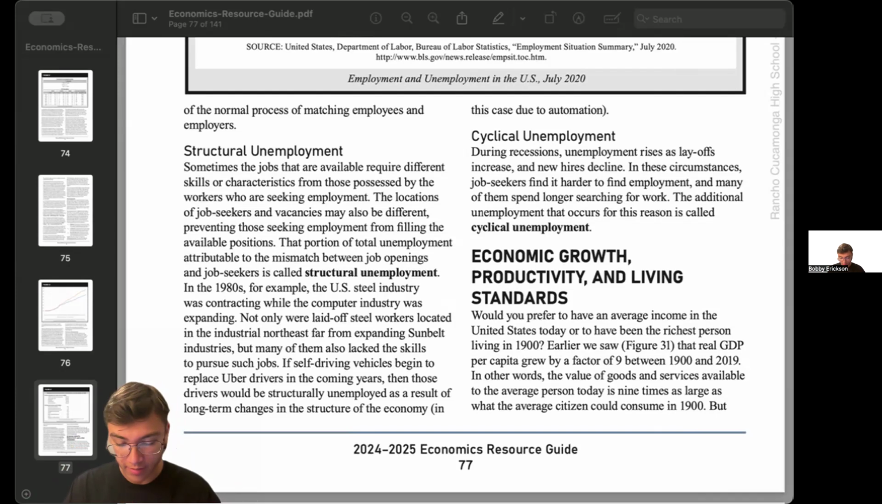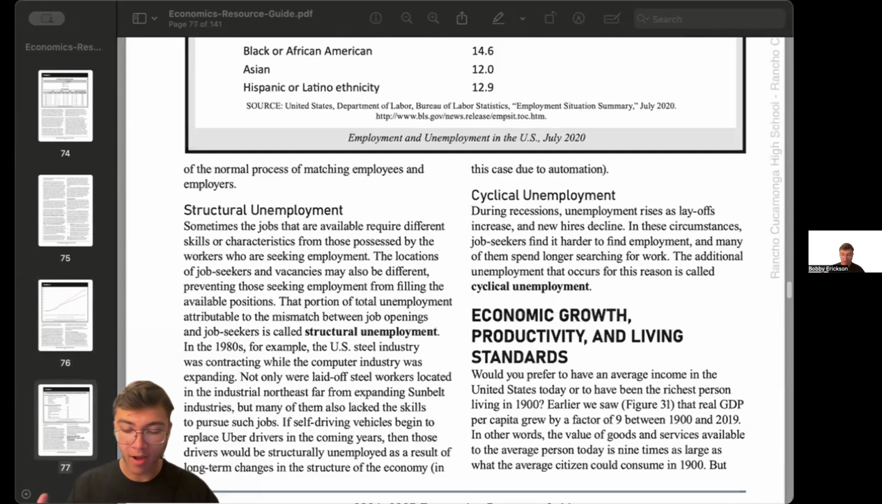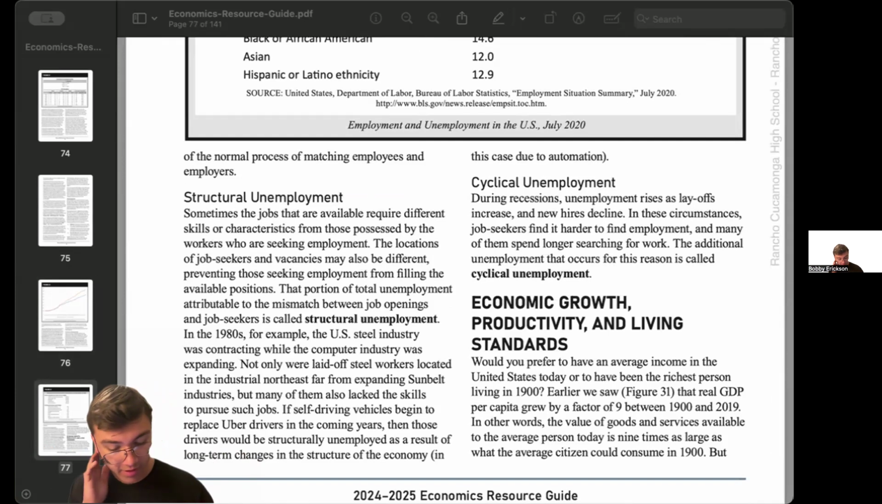And then there's cyclical unemployment, which is what we have during recessions. An indication of a recession in an economy is actually cyclical unemployment. Structural unemployment and frictional unemployment are bound to happen almost regardless, but cyclical unemployment happens in the case of recessions. So we can say that if there's cyclical unemployment, then layoffs increase and new hires decline. And so it's harder to seek employment, and lots of people are spending more time searching for work, all because of this recession.